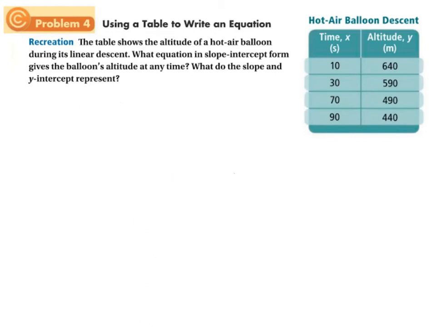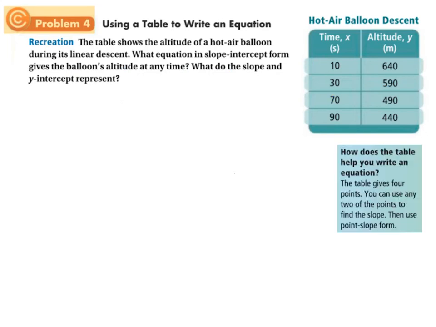Okay, but what do we got? Well, what equation in slope-intercept form? Slope-intercept form, notice what they're asking for. They want it converted into y equals mx plus b. Gives the balloon's altitude at any time. Okay, and what do the slope and the y-intercept represent? So that's an important part of this. So what do we do?